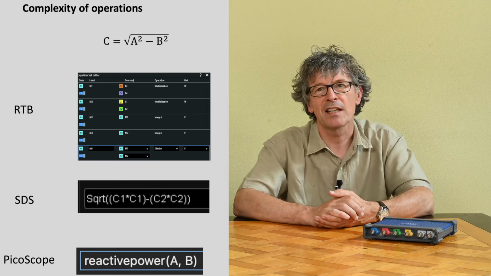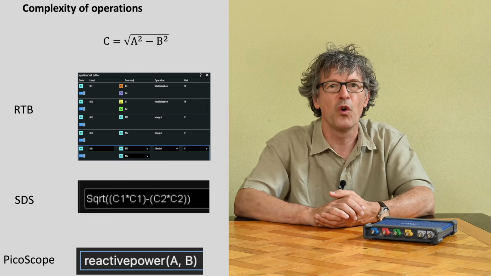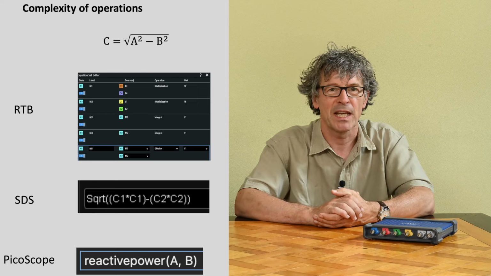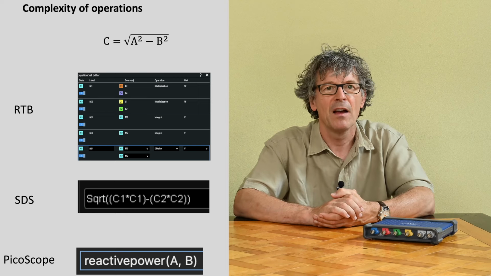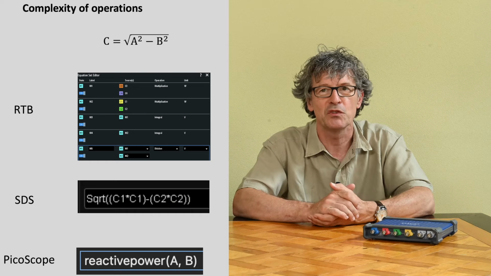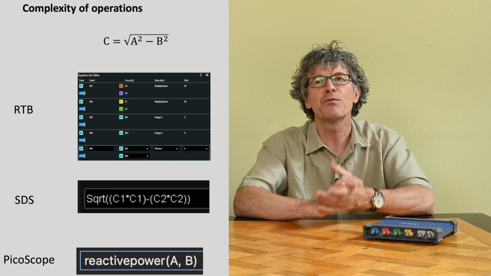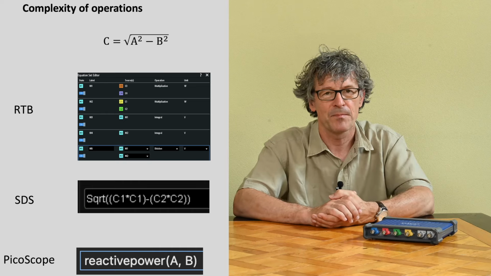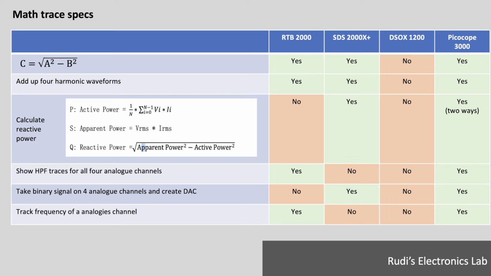The Siglent SDS2000X Plus scope has a formula editor, and you could quite straightforwardly input that formula yourself. And finally, the PicoScope is even nicer. It has a specific built-in function for that called reactive power, and you just say which are the two channels, and that's all. So they're very different in the way that you achieve a particular task. Without pretending I'm covering all the different types of things you can do in measurement, or that one is really better than the other, I just want to give you a grasp of the diversity, and whether devices are able to deal with certain functions, by giving an example of five different types of calculators.